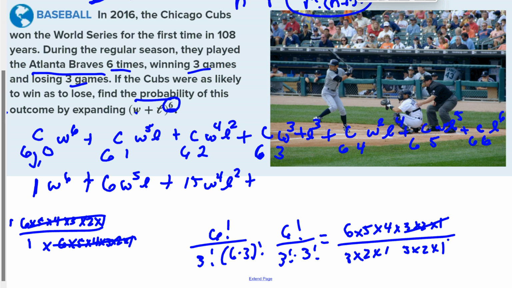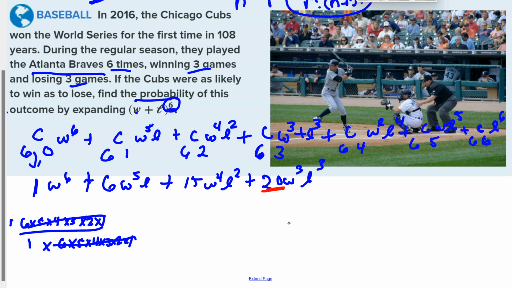So these I could cancel out, right, because they're the exact same. And then here, 3 times 2 is 6, so I could cancel with that one. So then I have 5 times 4 divided by 1, which is just 20. So there's 20 with 3 wins and 3 losses. So that's the one I'm after, right? So there's 20 possibilities of 3 wins and 3 losses.